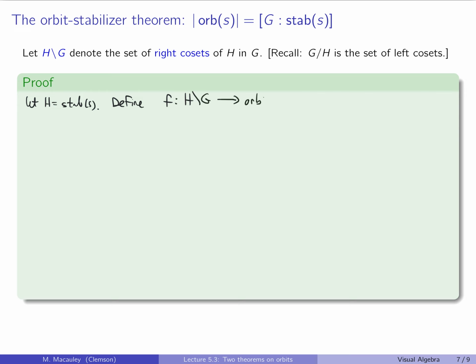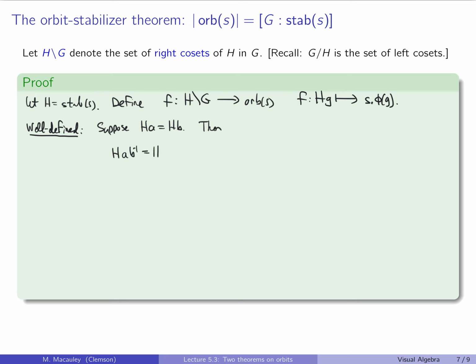We first have to show that this is well defined, because our definition involves a coset, and that could have multiple representatives. So for this, let's suppose that we have two cosets that are actually the same. HA equals HB, say. Okay, then what does that mean? Well, we can move the B over and we can write H A B inverse equals H, right?